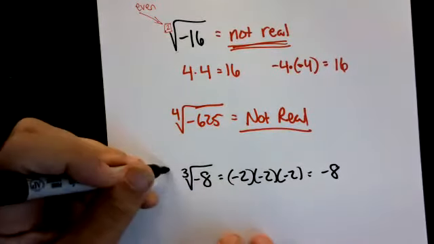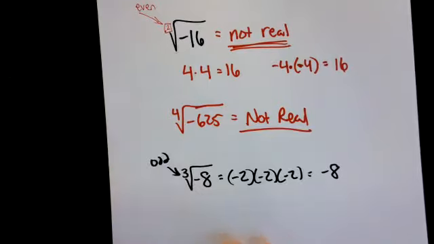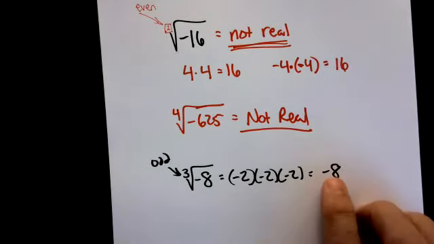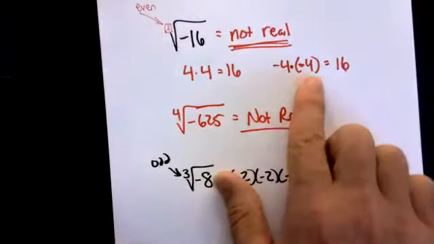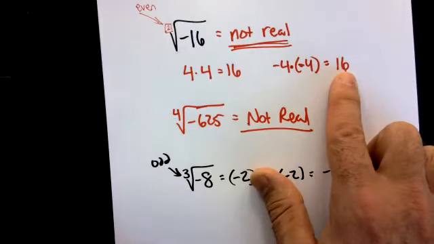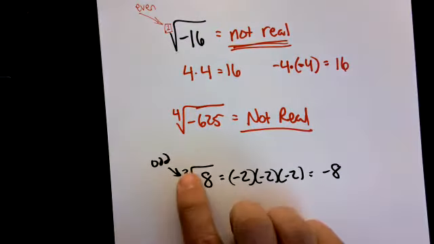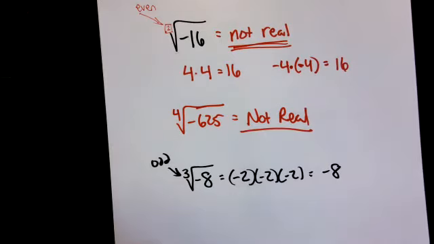So again, if you have an odd index, you can get negative solutions. That's not a problem. The thing is, if it's even, the negatives cancel each other out and you end up with a positive solution. There's no way to get a negative. If it's odd, then it's perfectly fine.